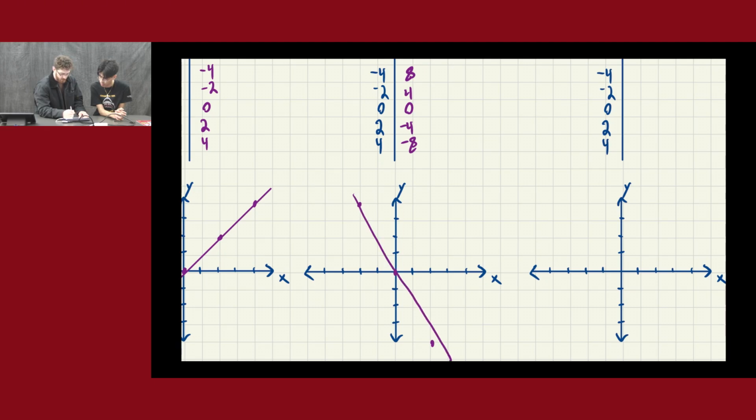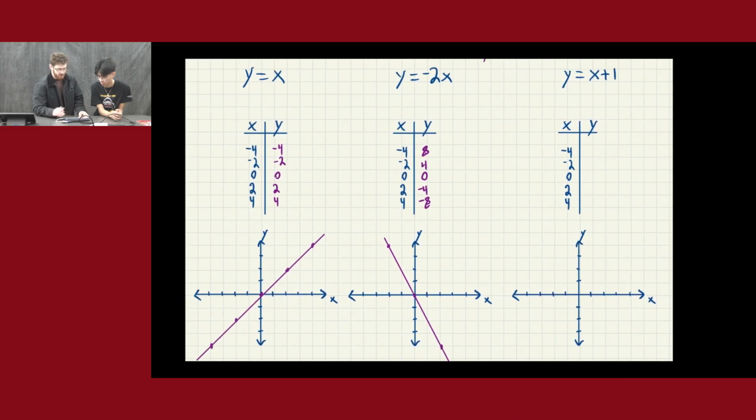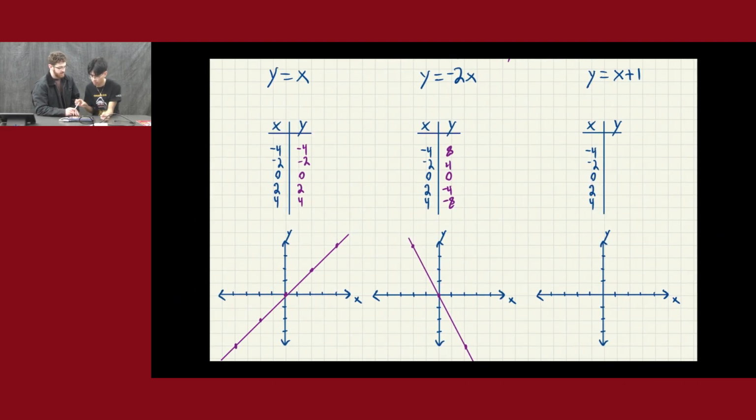Because we know that it's a line, we can just draw that line through the points, and we actually know that that line will go through -4, 8 and 4, -8. Now, do you want to try this last one, y equals x plus 1? Start by filling in the table and then graph it.